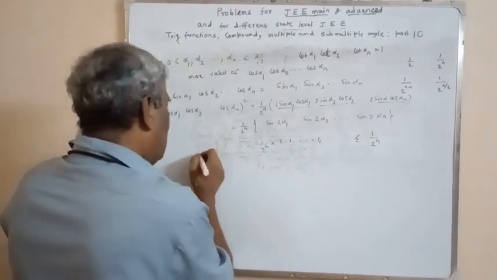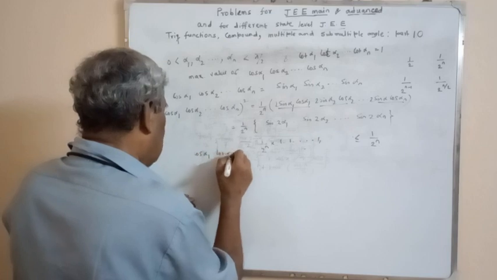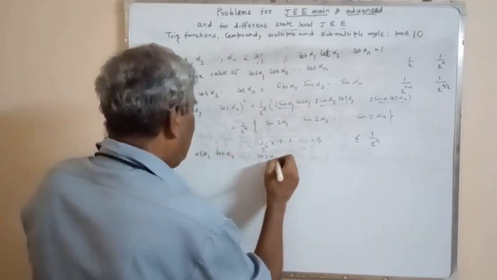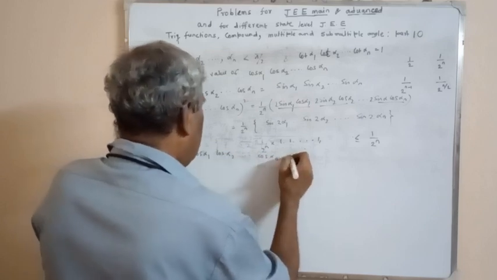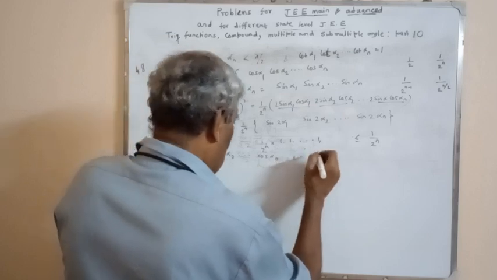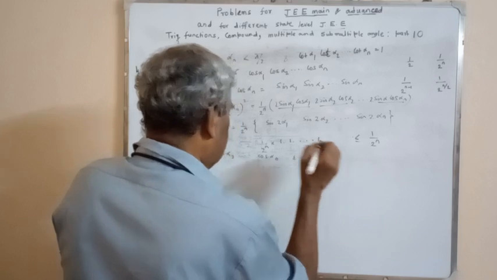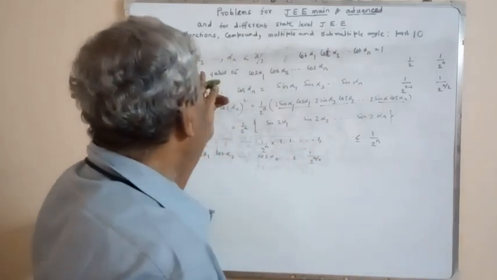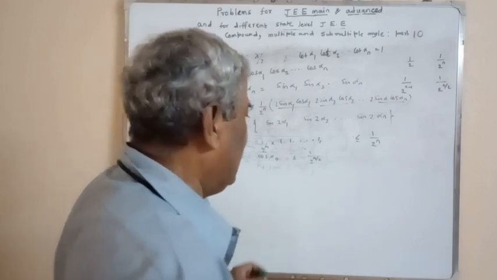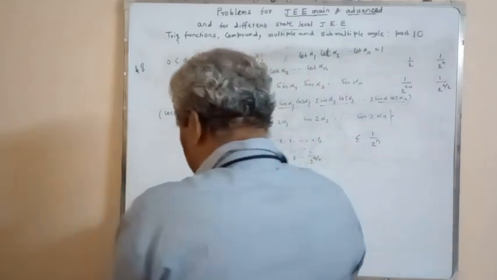Therefore, the maximum value of cos alpha 1 into cos alpha 2 up to cos alpha n is less than or equal to 1 upon 2 to the power n by 2. So its maximum value is 1 by 2 to the power n by 2. That means this is the correct answer, option D.